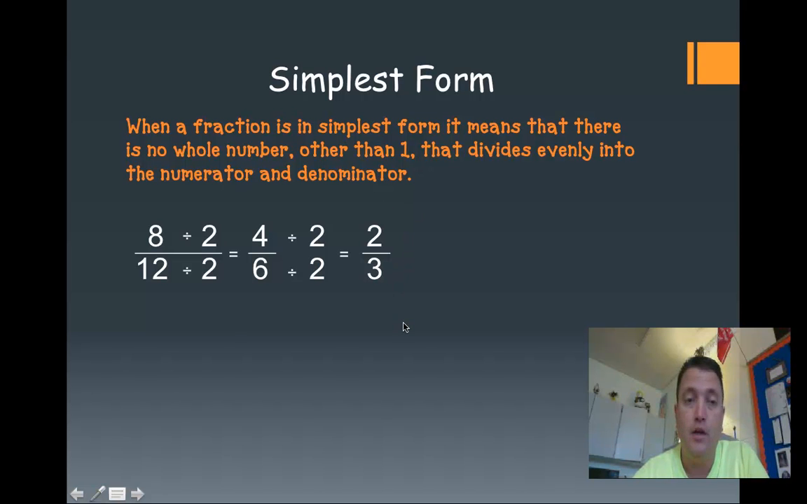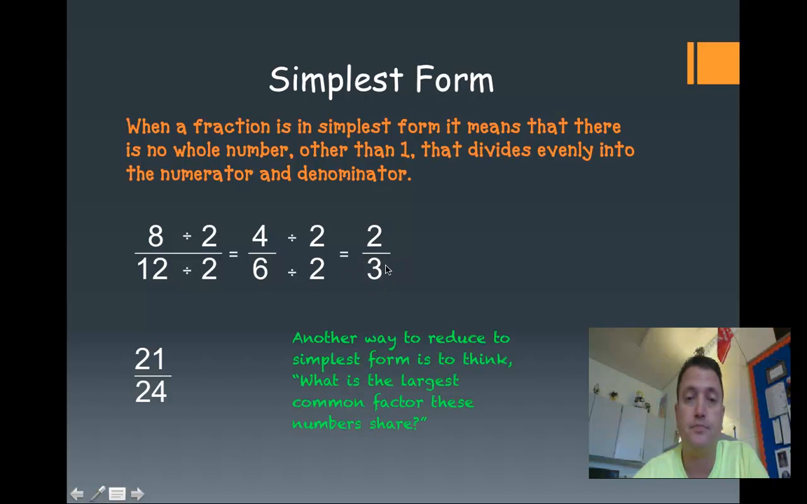Now we are in simplest form, because 2 and 3, the only factor they share in common is 1, and that's it. There's nothing else. Some of you may have caught this right away when you looked at it. Maybe you thought of 4 right away. If I would have divided 8 and 12 by 4, I would have come up with 2/3 down here.